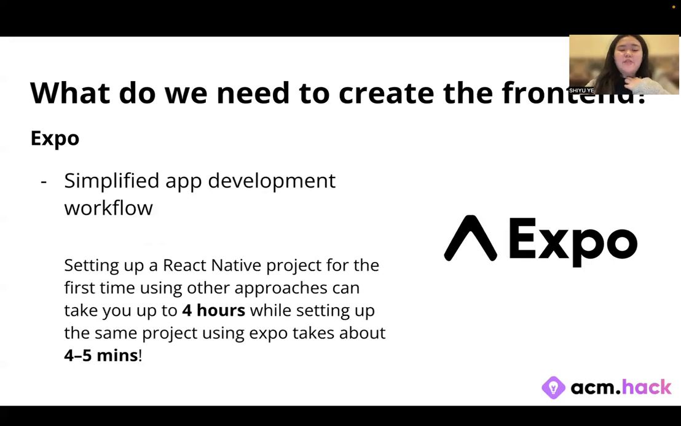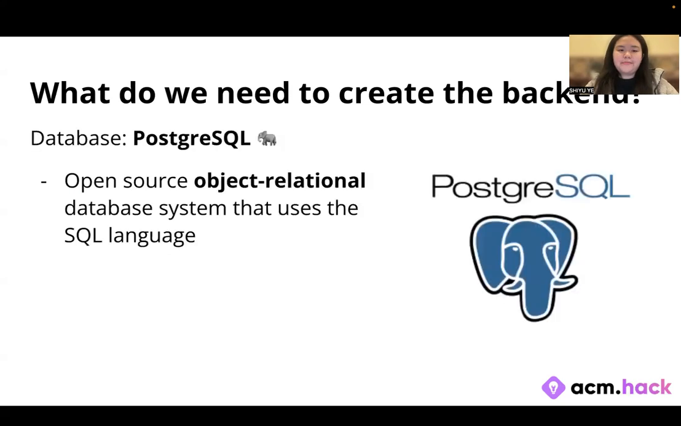Again, another reason that we're using Expo is that it provides a simplified app development workflow. It's like a wrapper around our app that abstracts stuff away and makes our life easier. An example is that setting up a React Native project for the first time using other approaches can take you up to 4 hours, while setting up the same project using Expo will take only about 4 to 5 minutes, and we will see that in a second. It might take less than 4 to 5 minutes. So it's really useful, really convenient, really beginner friendly. That's the reason why we're using this. So those were the technologies that we need for the front end.